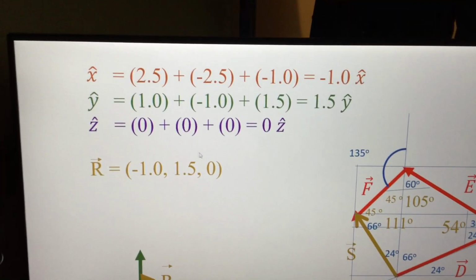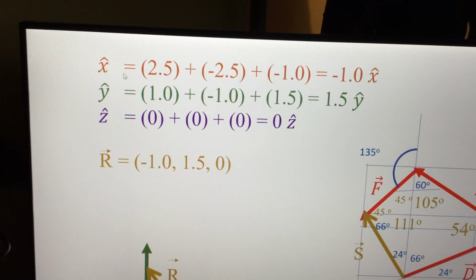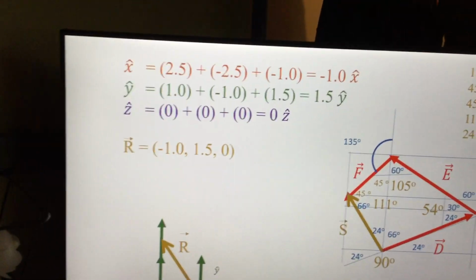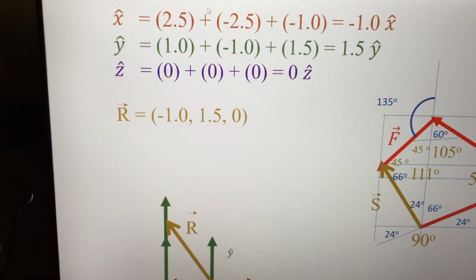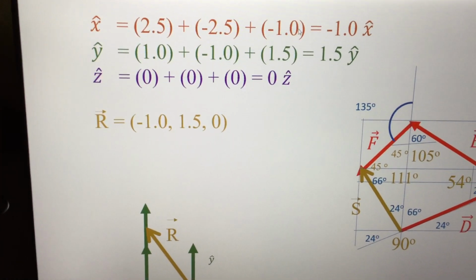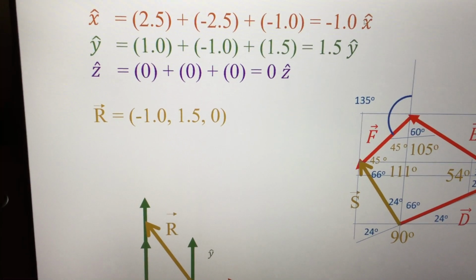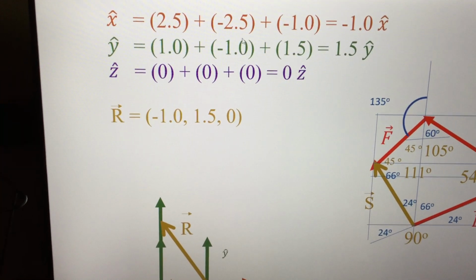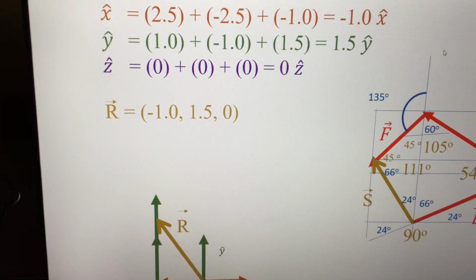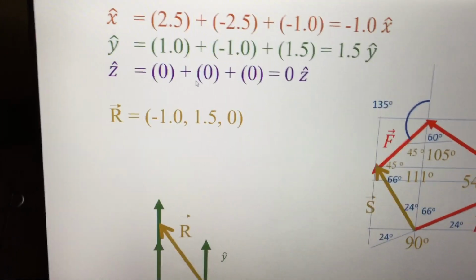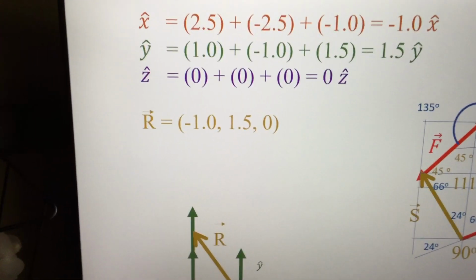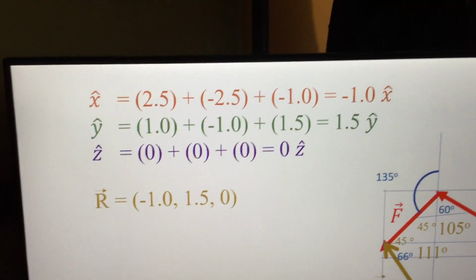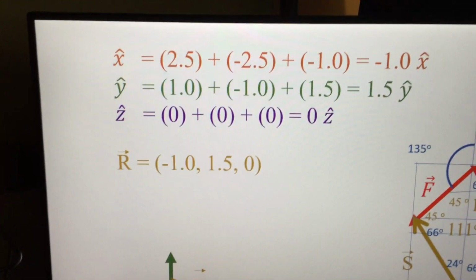Now they told us to find the components. For x, we have 2.5 for D, then plus negative 2.5, which is E. They're going to cancel each other out, and then you get negative 1 from F, which gives a negative 1 x component for the resultant. Y is going to have 1 plus negative 1, which cancel each other out, and then you add 1.5 and get 1.5 y hat, the y component. Z is all 0, because we didn't have a z hat for any of them. So if you don't have anything, that's 0, and we get 0 as a result for z hat.